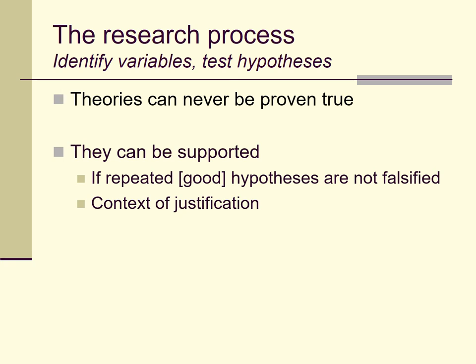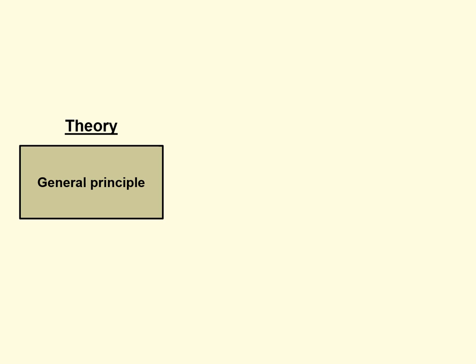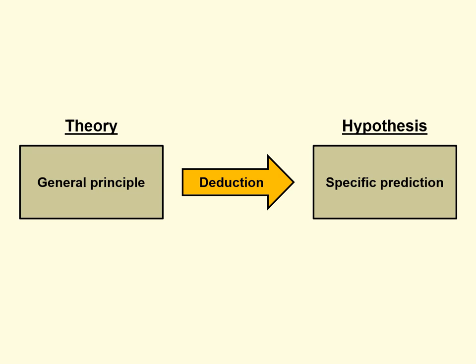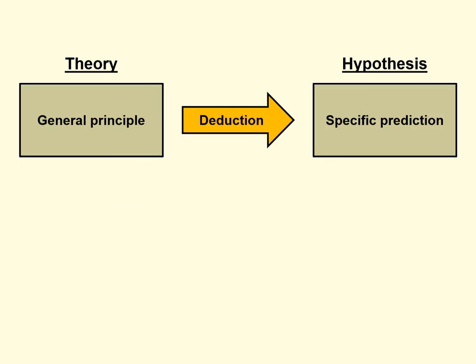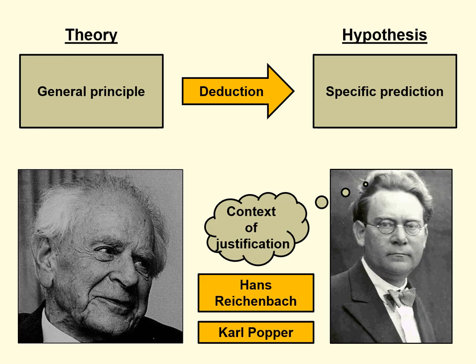So again, we have a general principle, a theory. Through the logical process of deduction, we create a specific prediction, a hypothesis, and we expose it to testing by a potential for falsification. Again, philosophers like Popper and Reichenbach refer to this as the context of justification, where we're trying to decide if the theory is justified, or more precisely, if we are justified in holding that theory. Again, I'm pretty sure Reichenbach is the first person who uses this phrase, context of justification, but Popper picks up this basic idea and develops it very much so in his book, The Logic of Scientific Discovery.